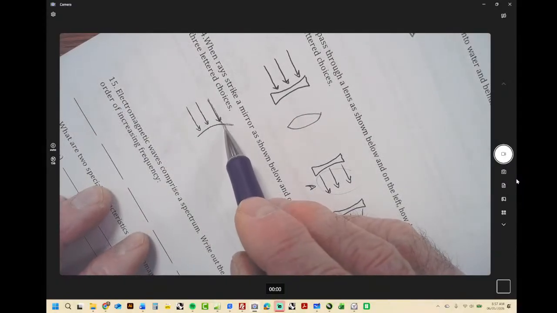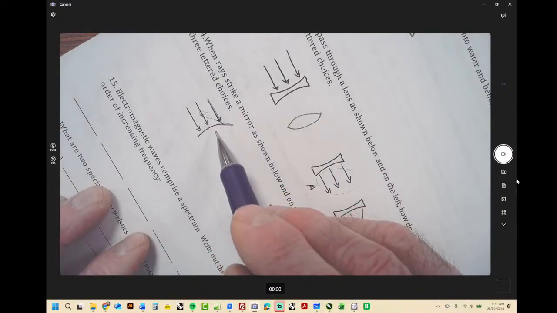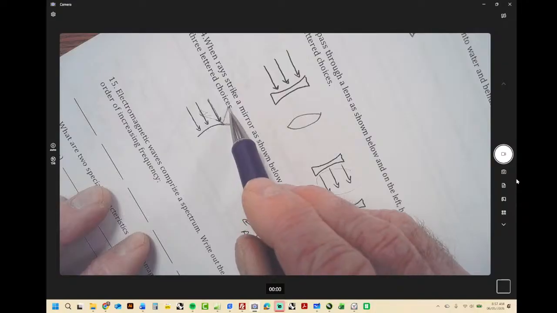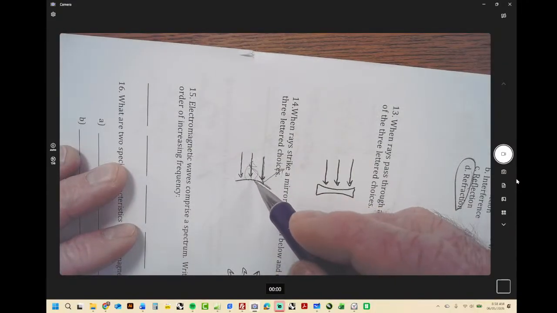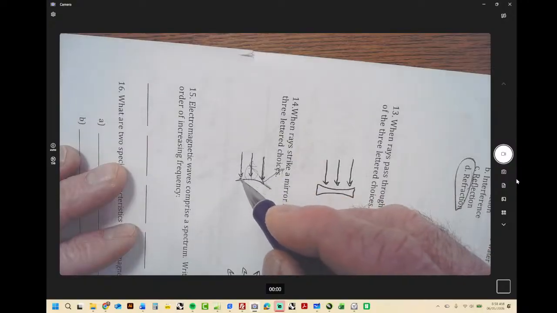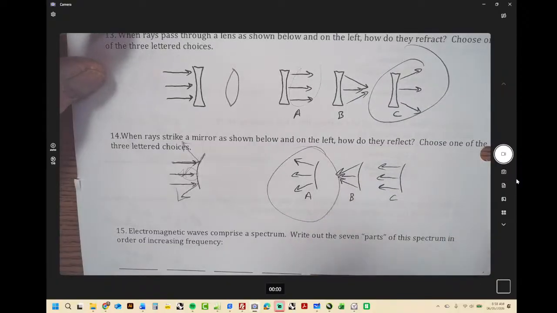Law of reflection. If light hits this surface right here, how's it going to bounce off? Is it going to bounce off this way? Does that make any sense? No, it's going to bounce off like that. And this one, how's this one going to bounce? Directly back. Straight back, but this one is going to bounce over here. So this is A.